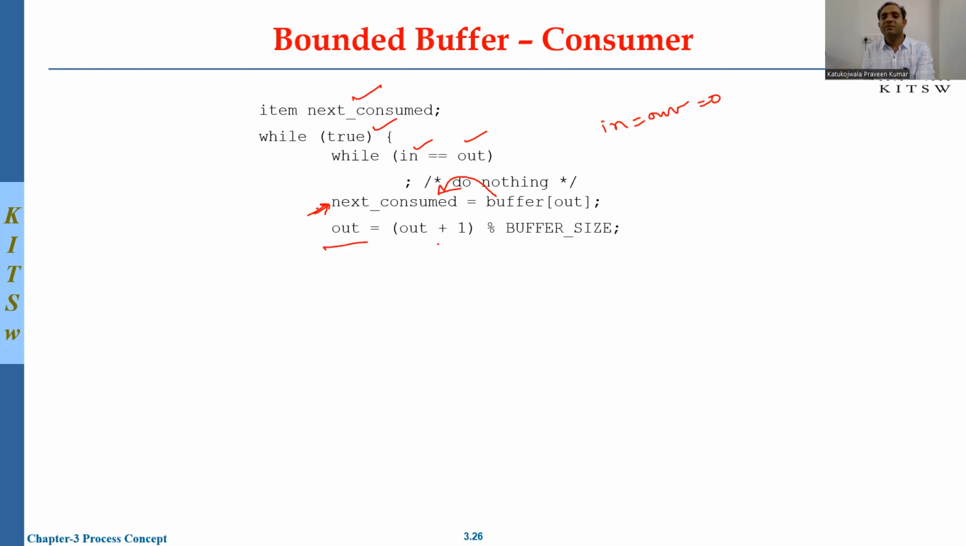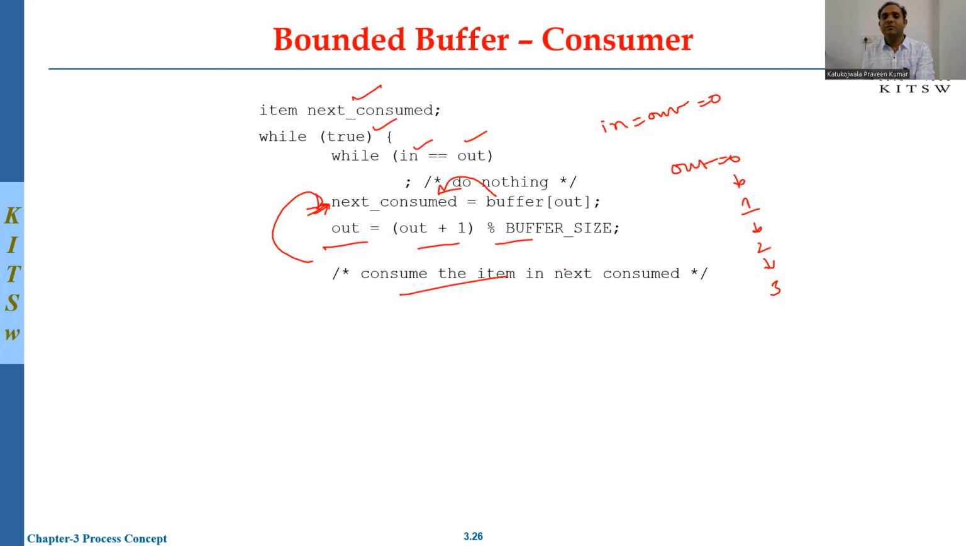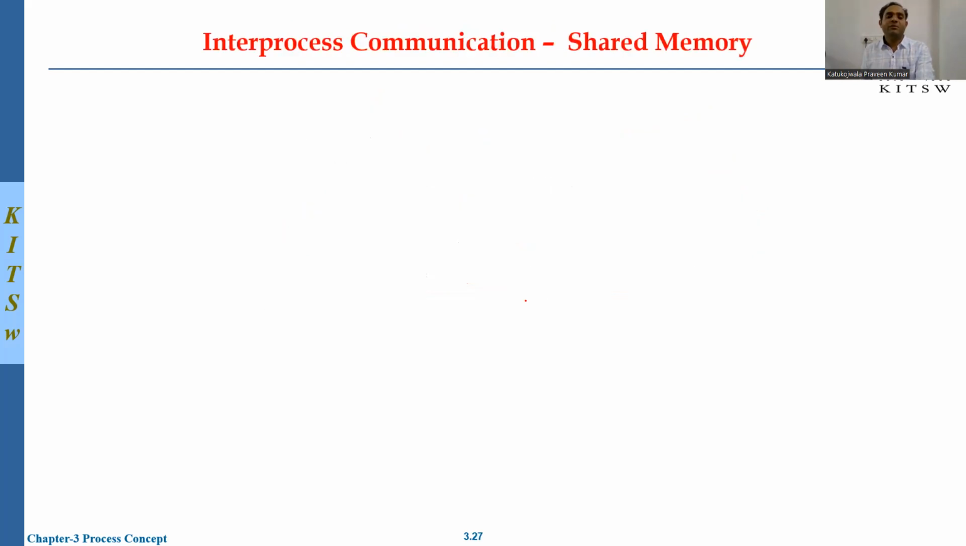Then out is equal to out plus 1, mod buffer size. Initially out is equal to 0. Now you are going to increment it to 1, then 2, then 3. Like that, it is going to be increased. So every time you are taking this, you are going to consume the item in next consumed. So on the producer side you are going to produce, and on the consumer side you are going to consume the element.